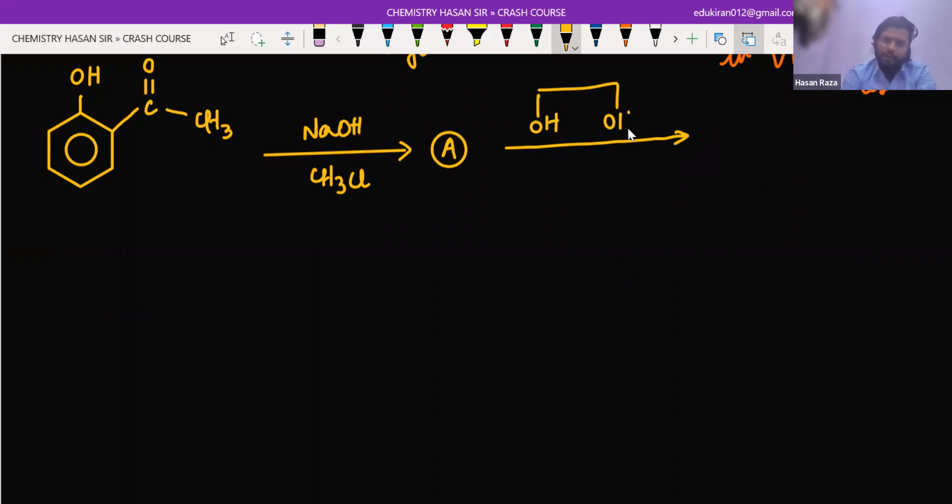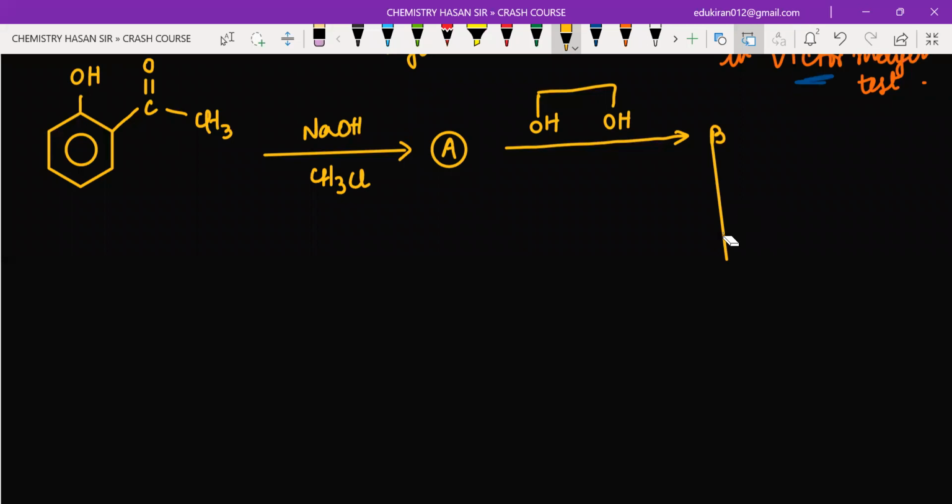Can anyone tell me the name of this compound, the common name? Can anyone tell me? Then you will be getting B. This is your B. It's a glycol. Very good.